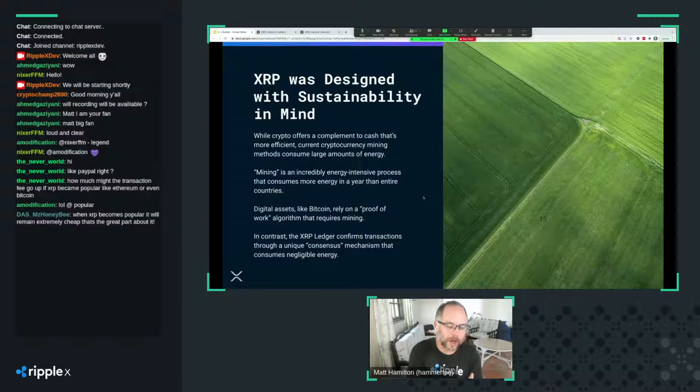And XRP was designed with sustainability in mind, right? Because you don't have the mining function that Bitcoin has, it uses much less energy. So there's cases where people might not be comfortable using something like Ethereum, because if you're trying to do something around sustainability of the oceans, then maybe you don't want to be using a blockchain which uses a vast amount of energy, for example. So the XRP Ledger is very good for that.